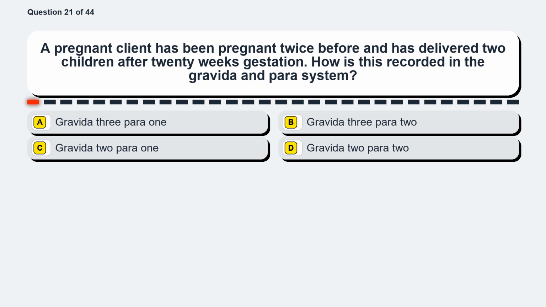Question 21. A pregnant client has been pregnant twice before and has delivered 2 children after 20 weeks gestation. How is this recorded in the Gravida and Para system? Option A, Gravida 3 Para 1. Option B, Gravida 3 Para 2. Option C, Gravida 2 Para 1. Option D, Gravida 2 Para 2.